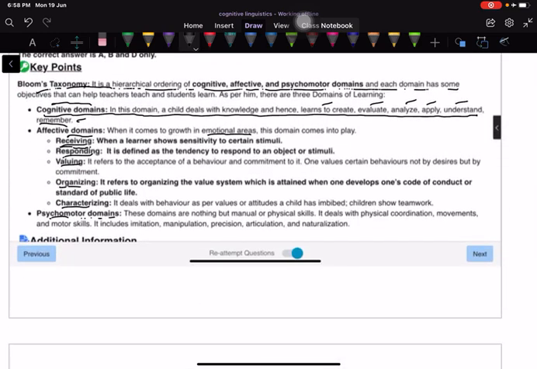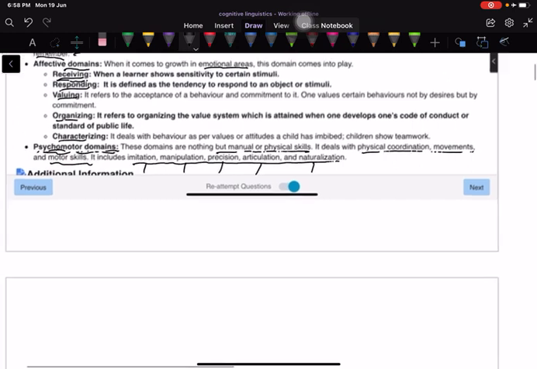The psychomotor domain has nothing but manual and physical skills. It deals with physical coordination, movements, motor skills. It includes imitation, manipulation, precision, articulation, and naturalization. Imitation, manipulation, precision, articulation, and naturalization come under the psychomotor domain.